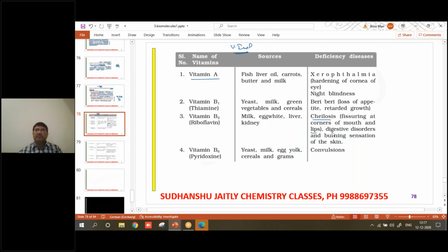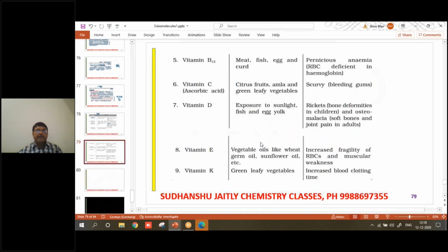It often happens, right? Boils or sores develop in your mouth. That is caused by vitamin B2, that is riboflavin. Vitamin B12, pernicious anemia. Vitamin C, scurvy, bleeding gums, and it is also found to be responsible for building up your immunity. Vitamin D, very important.